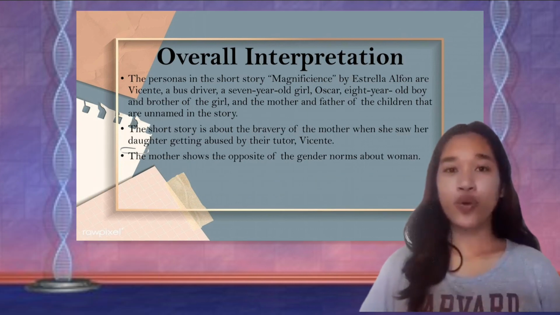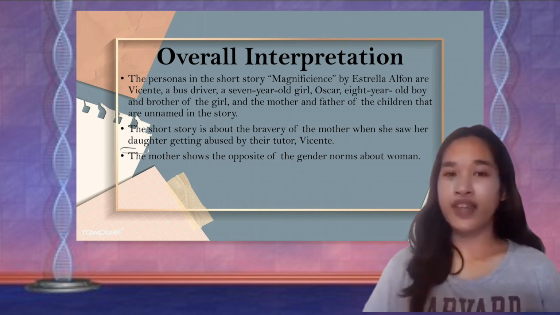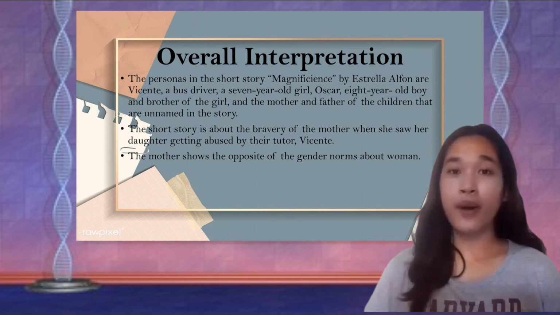The personas in the short story Magnificence by Estrella Alfon are Vicente, a bus driver, a 7-year-old girl, her 8-year-old brother named Oscar, and the mother and father of the children, who remain unnamed in the story. The short story is about the bravery of the mother when she saw her daughter getting abused by their tutor, Vicente. The story shows that the mother will fight anyone and will not be a coward just because she is a housewife. The mother shows the opposite of the gender norms about women.